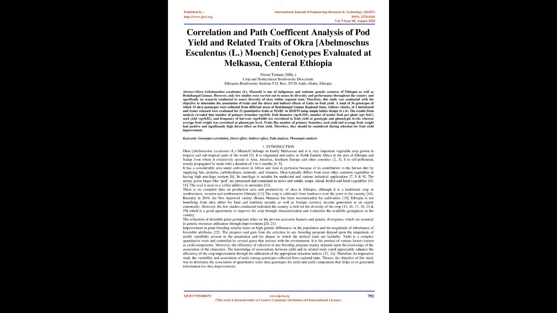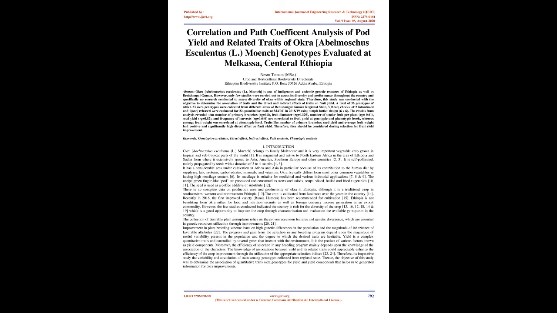The unripe green finger-like pods are processed and consumed as stews and salads, soups, sliced, boiled and fried vegetables. The seed is used as a coffee additive or substitute. There is no complete data on production area and productivity of okra in Ethiopia, although it is a traditional crop in southwestern, western and northwestern Ethiopia.